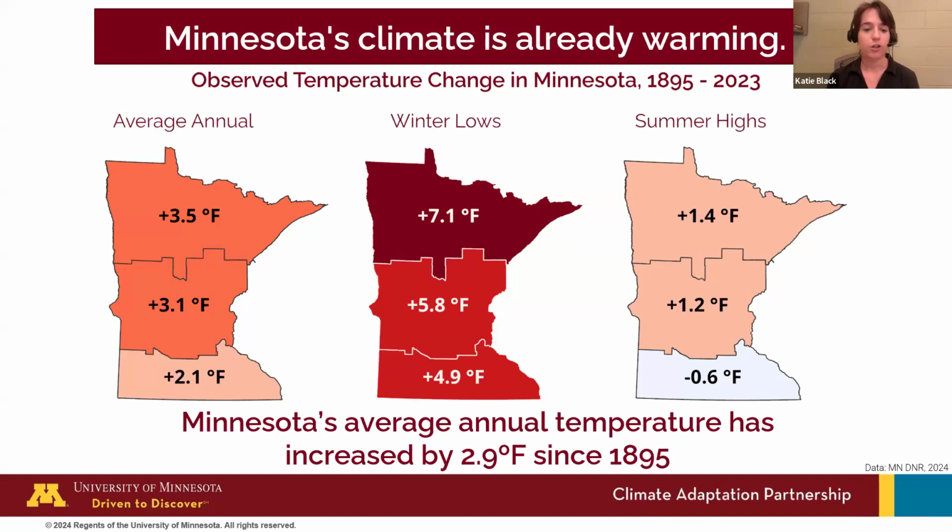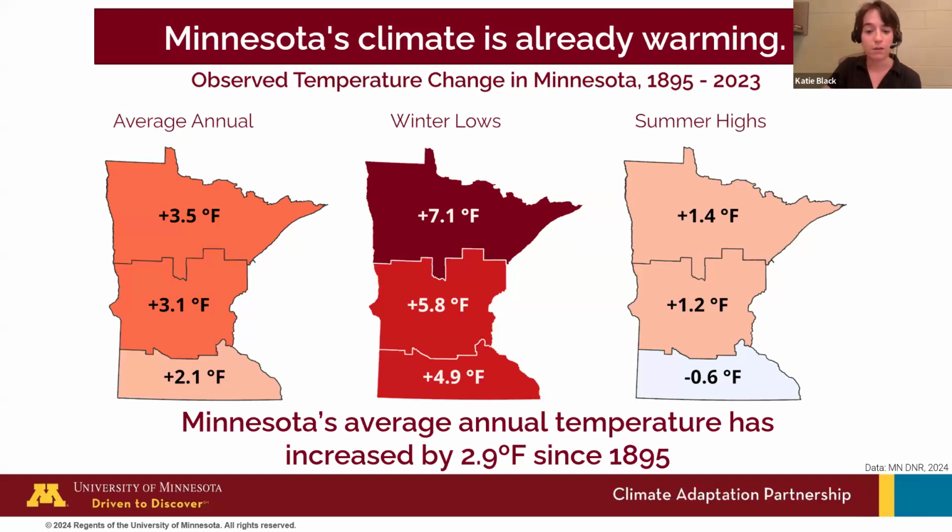These data show that Minnesota's climate is already warming. In fact, the average annual temperature across the state has increased by 2.9 degrees Fahrenheit since 1895. However, you'll note that this increase hasn't been consistent by location in the state or time of year.